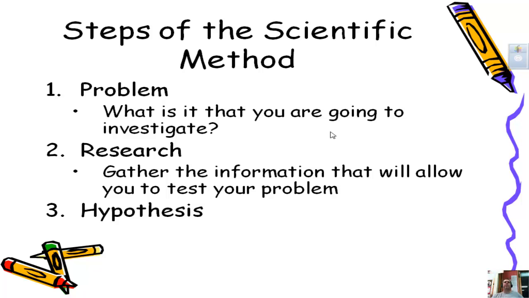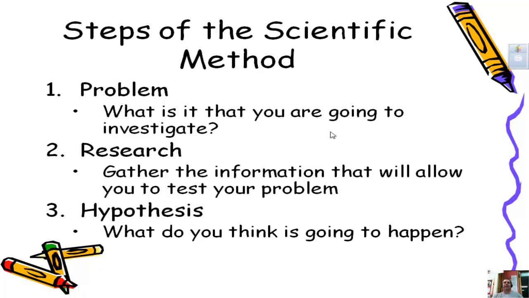The third step of the scientific method is your hypothesis. Your hypothesis is your educated guess. When you get done with your research, you know what you're looking for, your problem, and you've gathered some information. Then you make an educated guess: what do you think is going to end up happening?